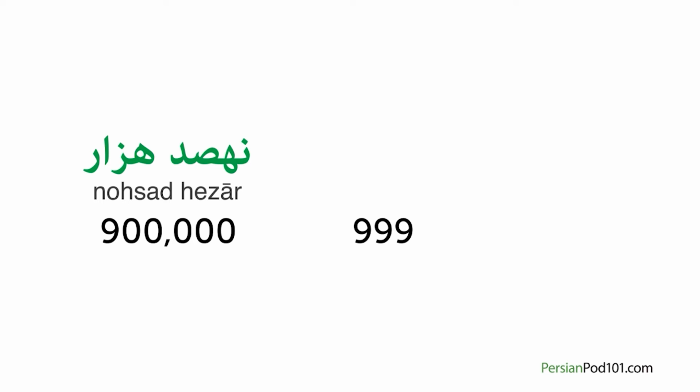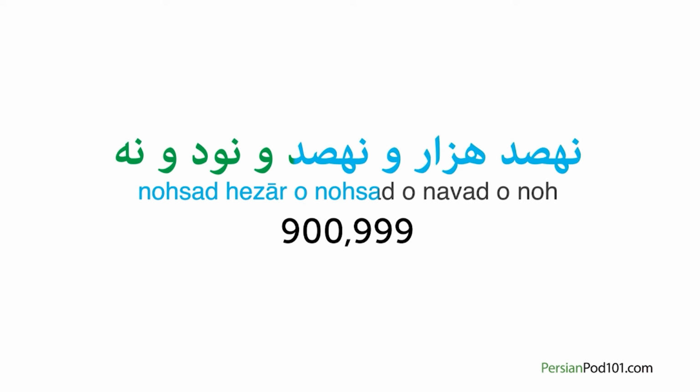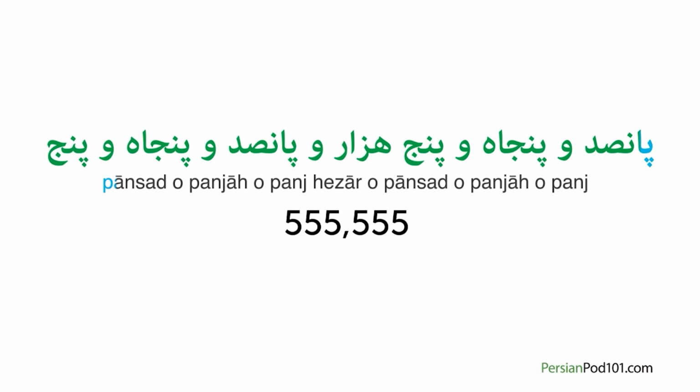Now, how do you say 900,999? It consists of these numbers. 900,000, 900, 90, and 9. Now let's add O. 900,999. That's it. What about 555,555? Punsado panjo panj hezaro, punsado panjo panj. 555,555.